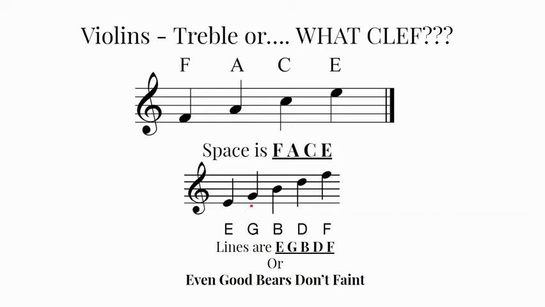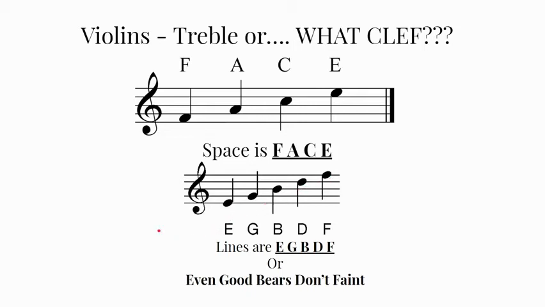As we move down to our line notes, our bottom note here on our bottom line is an E. Then, if we move up 1 line, we have a G. As we move to our middle line, we have B. Our next line above that is D. And then our top line here is our F.